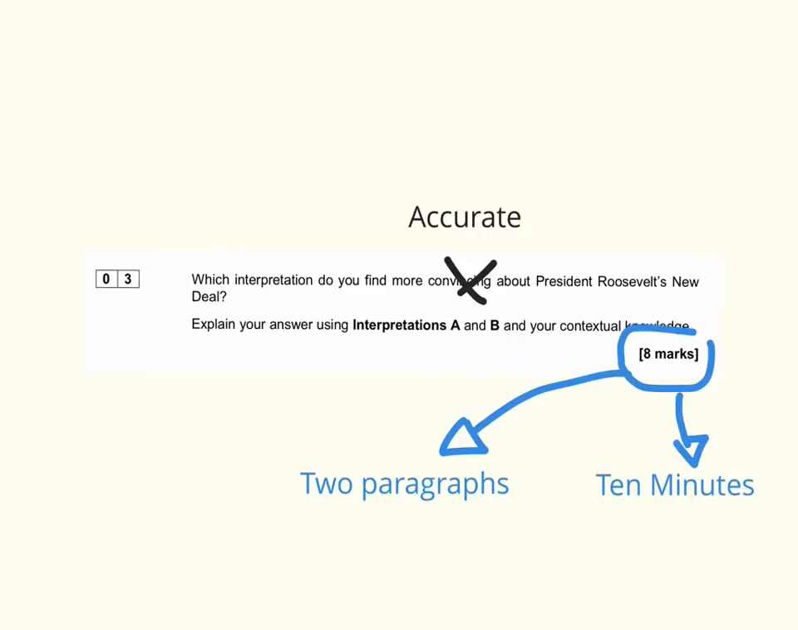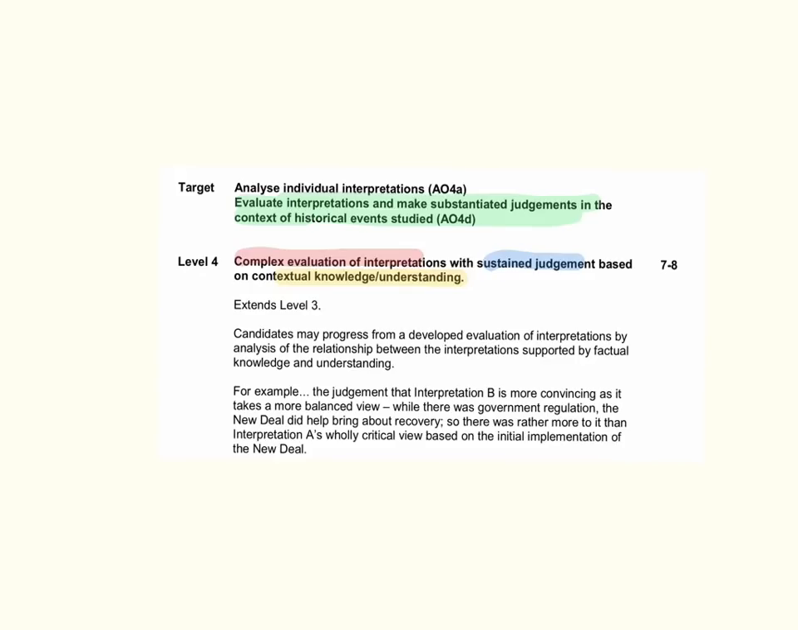It wants you to use your knowledge to assess the accuracy of the content of the source. So as you can see from the mark scheme, they want you to be able to evaluate what the interpretation says using your contextual knowledge and your understanding of the period in order to form a sustained judgment about how convincing or how accurate it is.